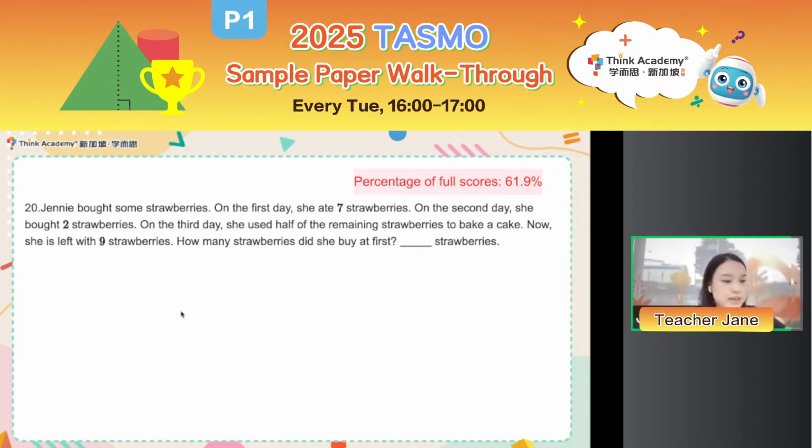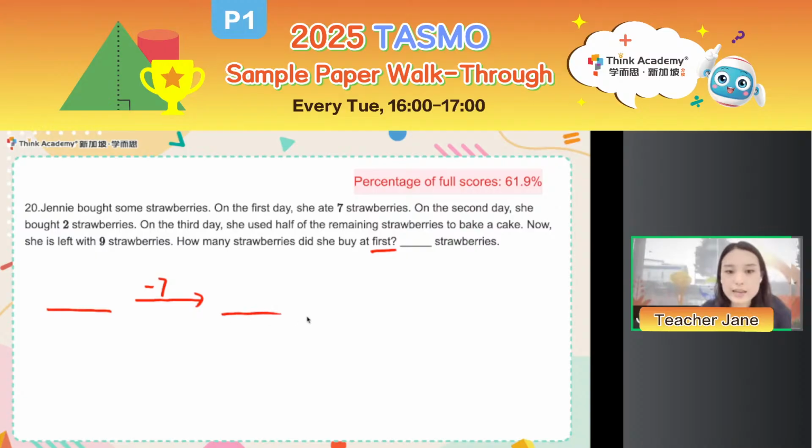Okay, the 20th question. We can see Jenny bought some strawberries. On the first day, she ate 7 strawberries. But do we know in the beginning, she got how many? Seems don't know, right? So we can leave it as a blank. Then we can see, draw the arrow. She ate 7 strawberries. That means we minus 7, right?